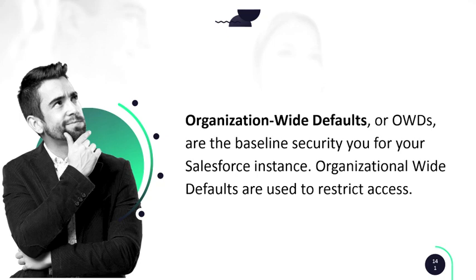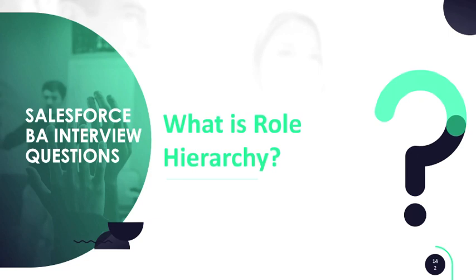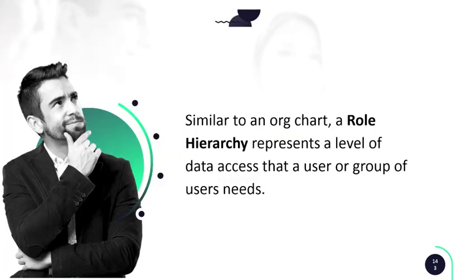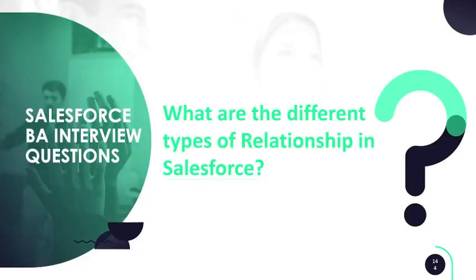Number 12. What are organization-wide defaults? Organization-wide defaults, or OWDs, are the baseline security for your Salesforce instance. Organization-wide defaults are used to restrict access. Number 13. What is role hierarchy? Similar to an organization chart, a role hierarchy represents a level of data access that a user or group of users needs.